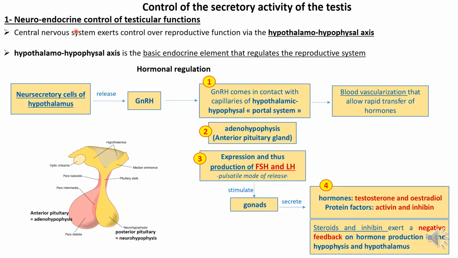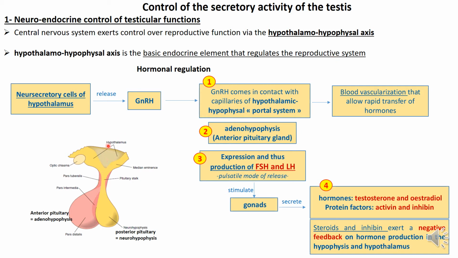When we talk about neuroendocrine control, we'll talk about the hypophyseal axis. In fact, it is the axis composed of the hypothalamus and the hypophysis. These two elements constitute the major endocrine axis that will regulate the reproductive system through the production of hormones. So this hypothalamus-hypophyseal axis, by producing hormones, can regulate the reproductive system.